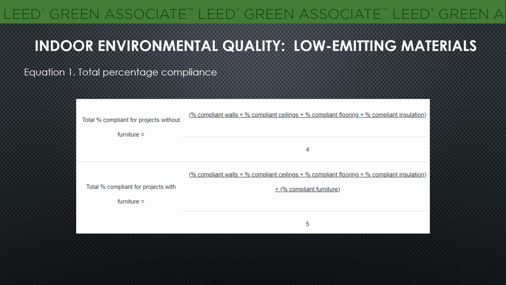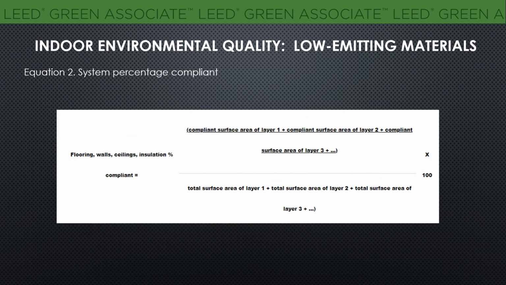And total percentage compliance for projects with furniture equals percentage compliant walls plus percentage compliant ceilings plus percentage compliant flooring plus percentage compliant insulation plus percentage compliant furniture, all divided by 5, since there are 5 parameters.